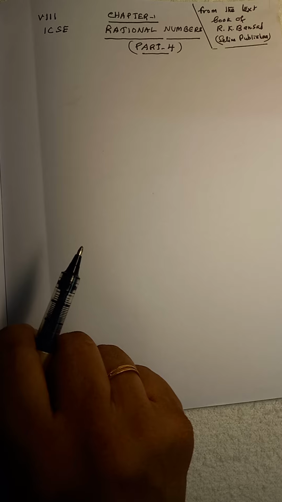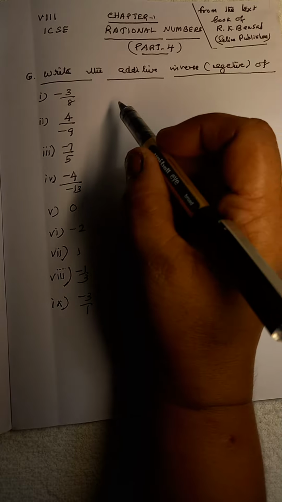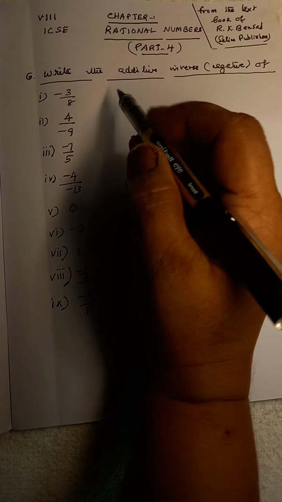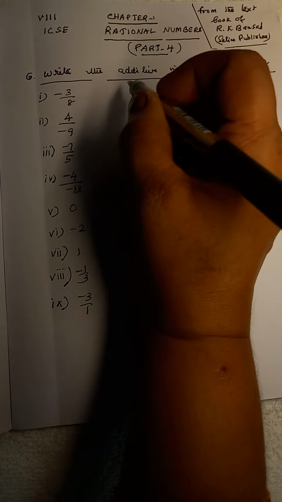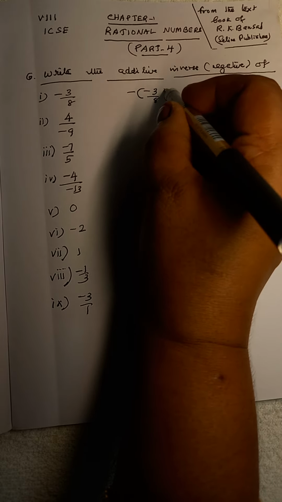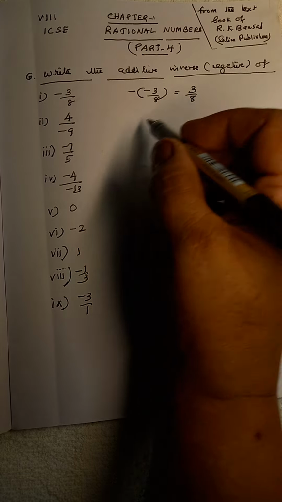Today we are solving from question number 6 in exercise 1A of rational numbers. So let us start. The sixth question is write the additive inverse or negative of. In that first one, minus 3 by 8. So its additive inverse is minus of minus 3 by 8. That is, minus into minus is plus, so 3 by 8.